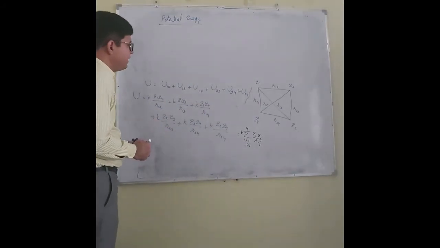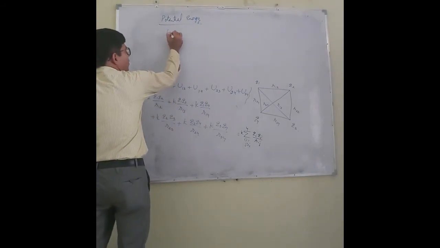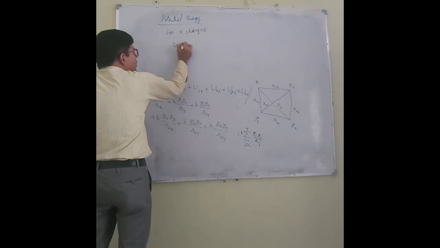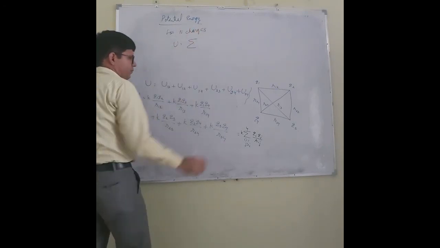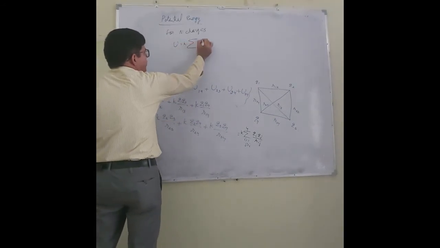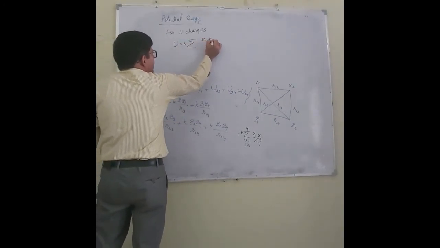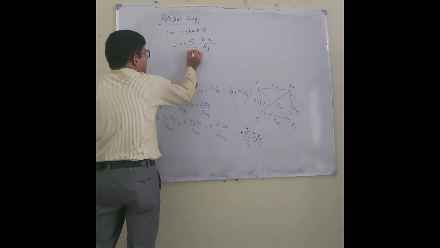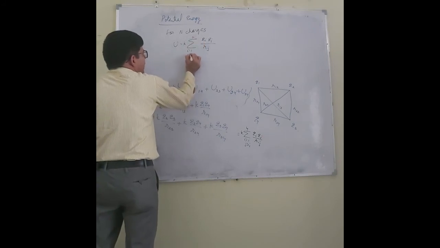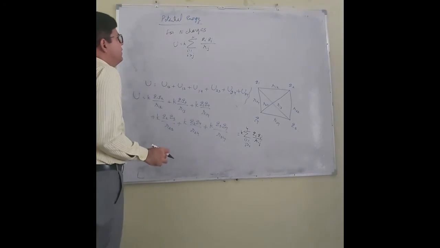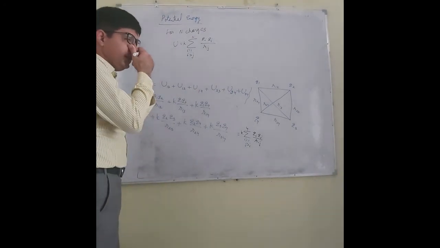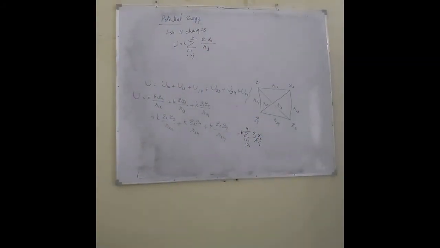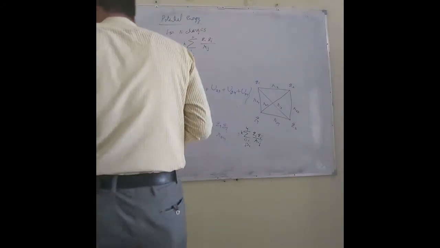Now what is it for n charges? If I say for n charges, what is U? U is sigma, let us say K Qi Qj divided by Rij. i varies from 1 to n and j is greater than i. So this is the potential energy due to n charges. In this way we can find out potential energy due to n charges.